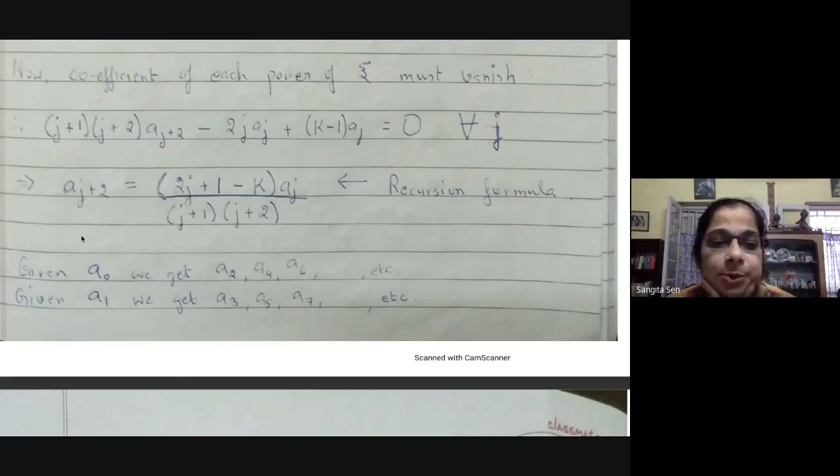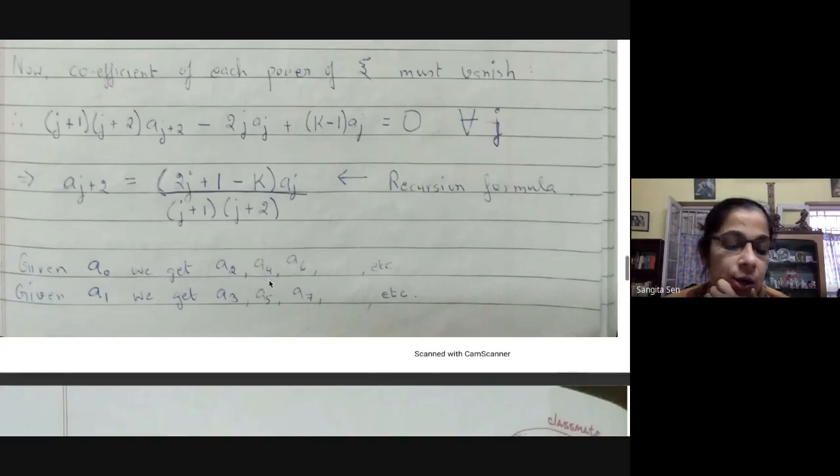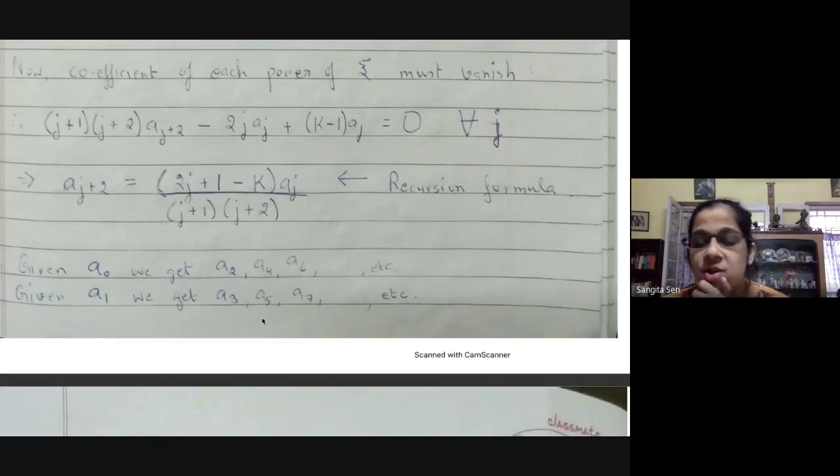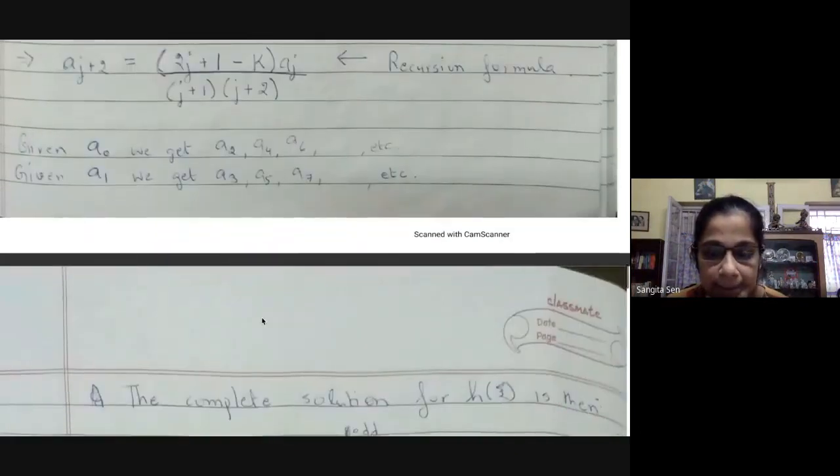From here, what you can directly conclude is that if I know a0, I can find a2, a4, a6, etc. If I know a1, on the other hand, I know a3, a5, a7. So basically, I have two unknowns, two arbitrary constants, a0 and a1. And once I can find the values of those, the other coefficients are known, and once the other coefficients are known, my wave function is known. Okay?